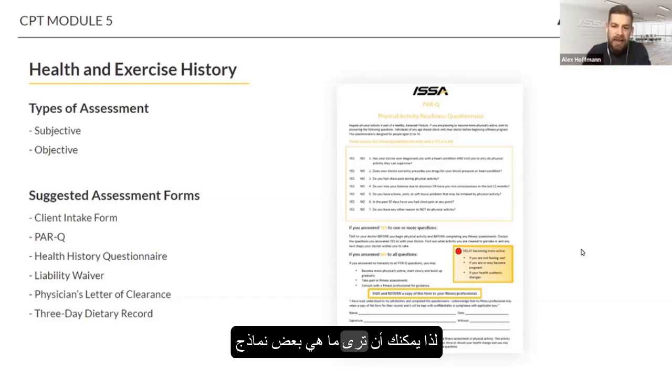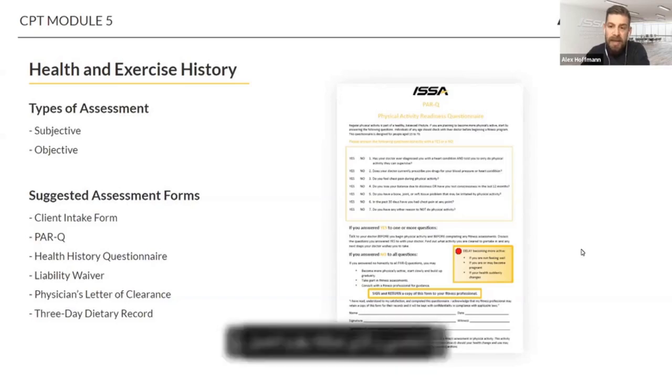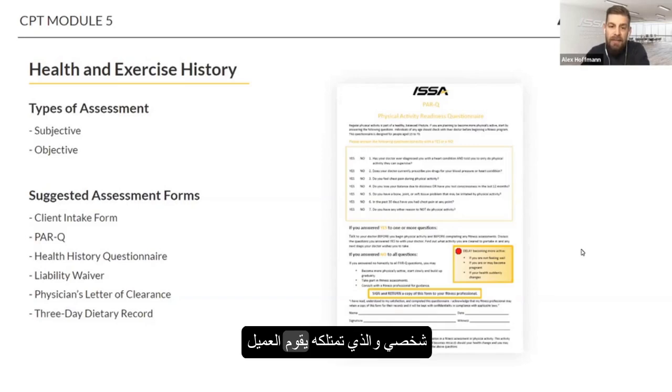So you can see what some of these suggested assessment forms are. The important thing here is that you are collecting data, or conducting some assessments for that exercise history, that you are getting a liability waiver completed, because that will protect you as the personal trainer, and that you are having a client fill out a PAR-Q form as well. What that PAR-Q form will indicate is whether or not the client is ready to begin exercise. And if they answer yes to any of the questions on a PAR-Q form, you need to send that client to their physician, and they need to get physician clearance to exercise.